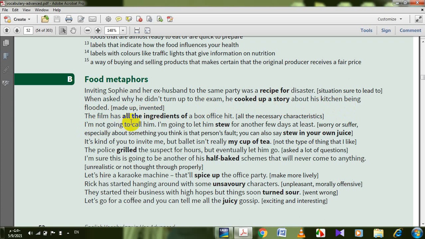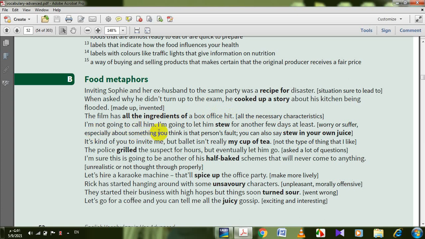The film has all the ingredients of a box office hit. Box office hit means a very successful film. So all the ingredients of it means all the necessary characteristics. كل المواصفات.